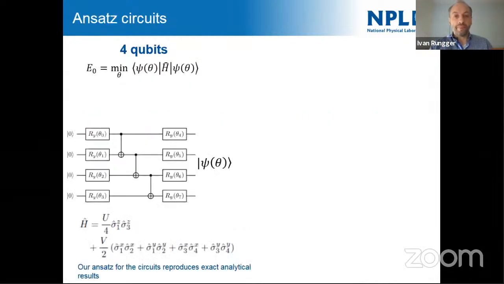All right. Now, let me show actually what we did for this specific system. So we have two sites, 2 spins per site. That means 4 qubits in total, 2 times 2. And we want to get this ground state energy.